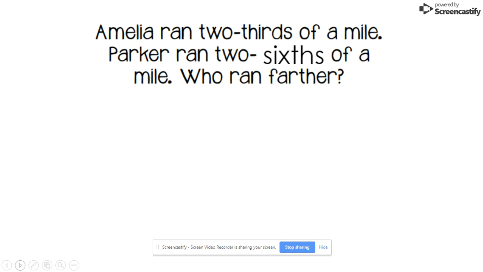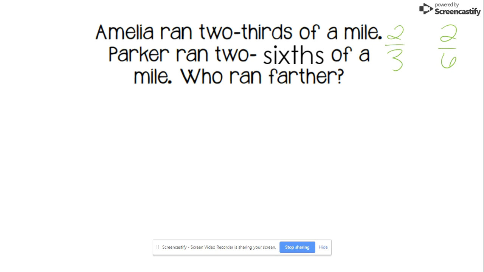Your last example says Amelia ran 2/3 of a mile and Parker ran 2/6 of a mile. Who ran further? I'm going to write my numbers out to the side again. 2/3, 2/6. My denominators are different, but there's something that I notice. 3 is half of 6. 6 is a doubles fact of 3 plus 3.